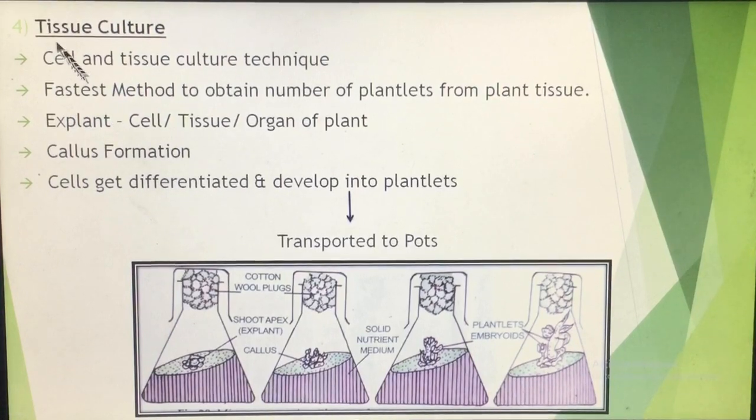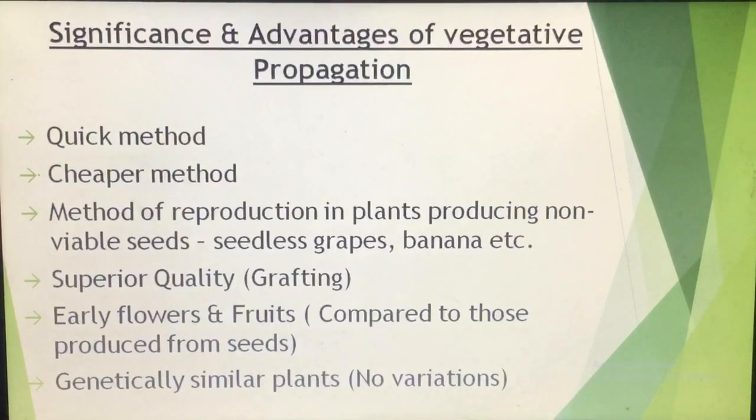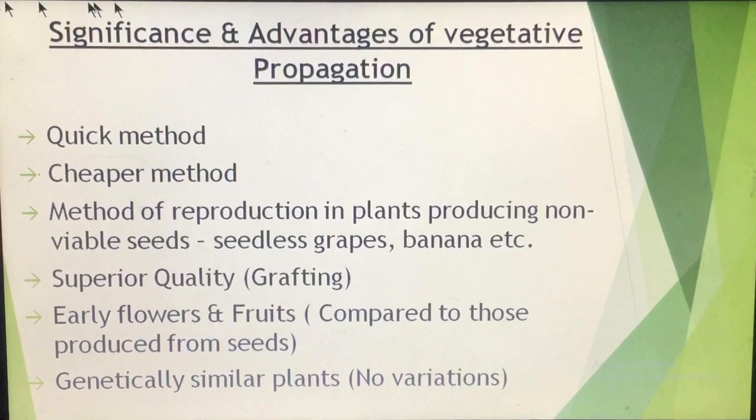So this is a tissue culture method, and this tissue culture method is a very fast method to obtain a large number of plantlets from the plant tissue or from the plant cell. So this is a tissue culture method, which is again an artificial method of vegetative propagation. Now let us talk about the significance and the advantages of vegetative propagation.